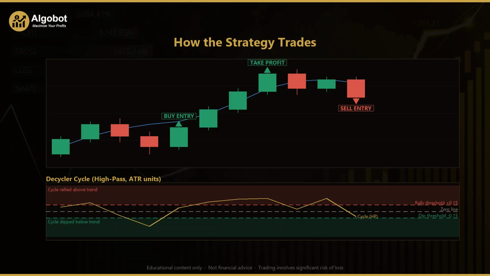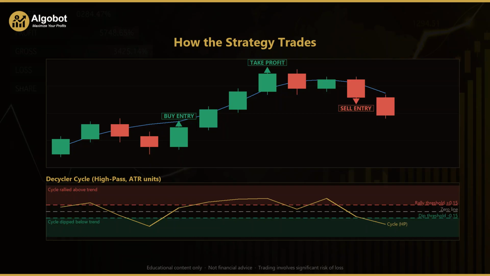Notice how the entry came right as the pullback ended. So the trade joined the trend at a favorable point rather than chasing the top. Now the character of the market changes. Around the peak, the blue Decycler flattens and begins to roll over. Over the next candles, it slopes downward. So now the short trend condition is active.